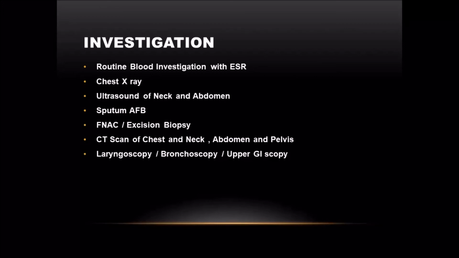You can start with an FNAC, but ultimately, even if abnormal cells or lymphatic cells are there, you still have to do a proper biopsy to get histopathology and immunohistochemistry. Okay, sir.